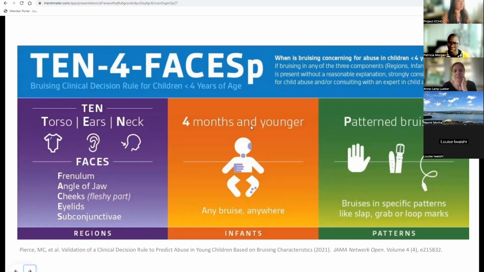And then the P is for pattern injuries or pattern bruising. So it can look like a slap, a grab, or loop marks. And I'll show you some examples.